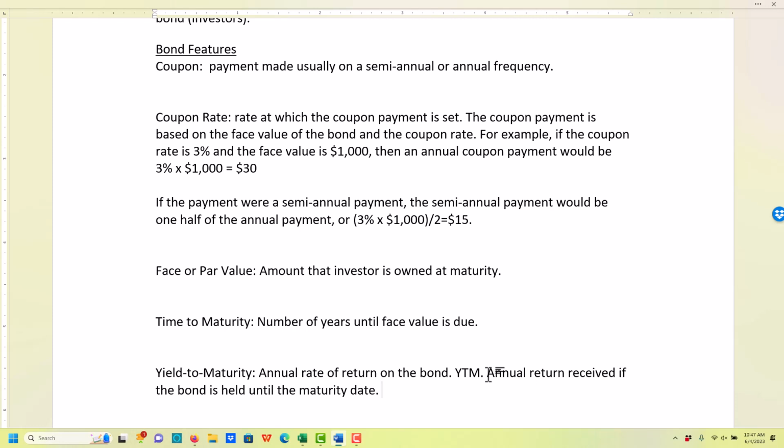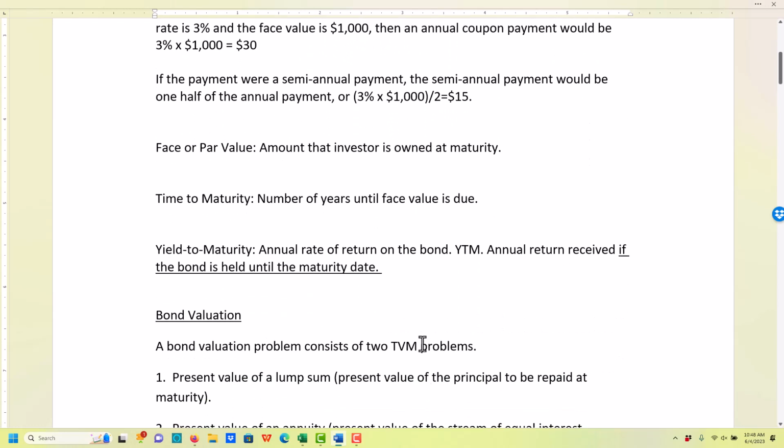And that's very important here if the bond is held until the maturity date. As you'll see later on, if you sell it early, or if it's called early, then you may not receive that annual return. You'll also sometimes hear me refer to this as the cost of debt for the company, because it's the return they're having to provide to their debt holders, to their bond holders.